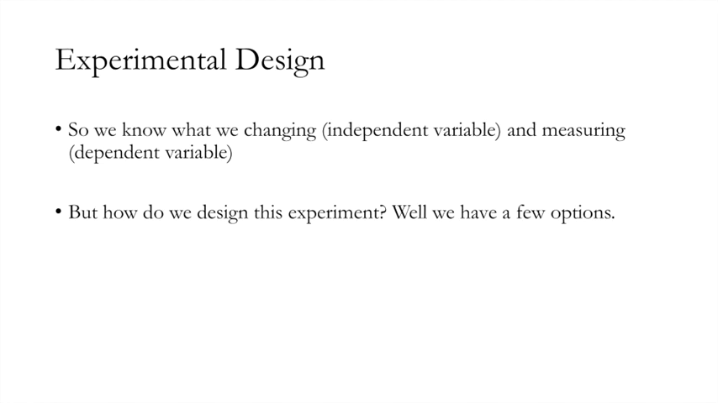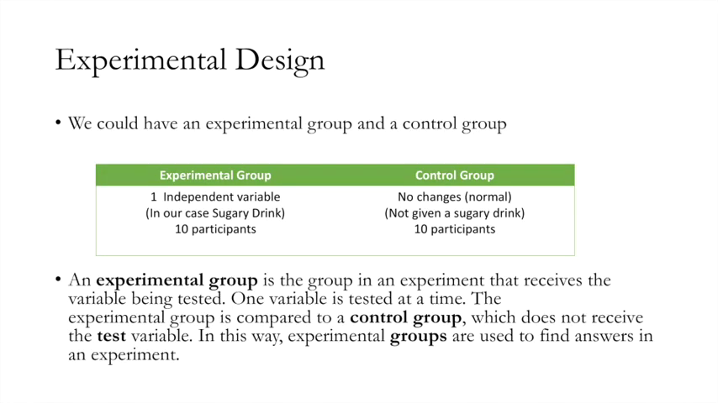But how would we design this experiment? Well, we do have a couple of options. For example, we could use an experimental group and a control group. I think that's what I mentioned last week as well. So the experimental group, we'd have one independent variable, which is our sugary drink, and maybe 10 participants. And they'd be given the drink, and we'd monitor the sleeping pattern. Conversely to that, we'd also have a second group, we'd call the control group. They're not given anything before bed, no sugary drinks, and there'd be 10 participants there, and we'd monitor their sleeping pattern.